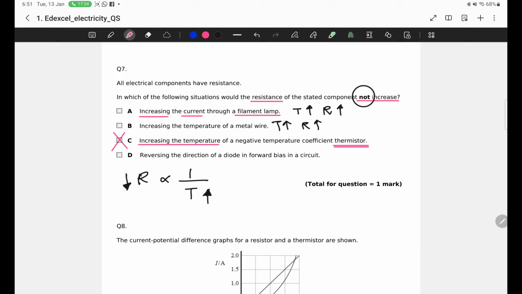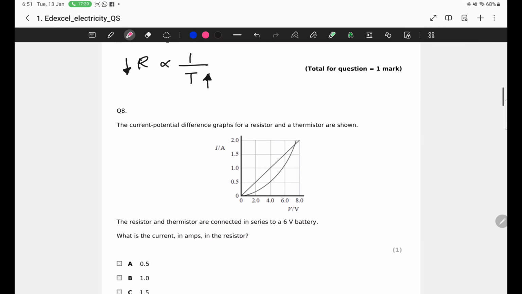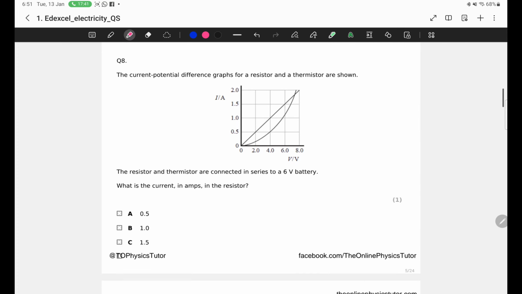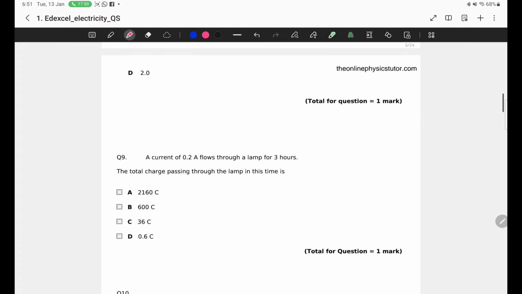Sir, why? I will explain why, when the temperature of a thermistor increases, its resistance decreases. Now question number 8. This question is about a series circuit, and we haven't studied series parallel. We will solve this question later, but right now it is not possible.